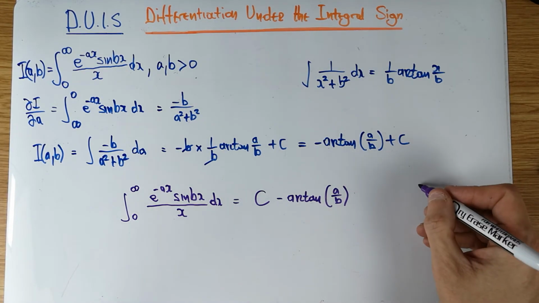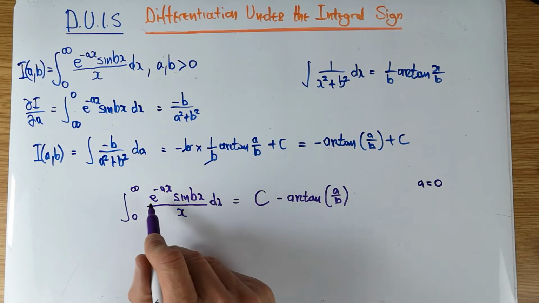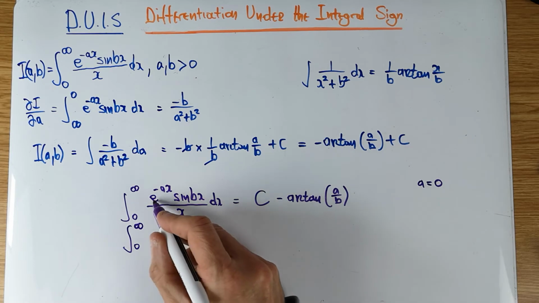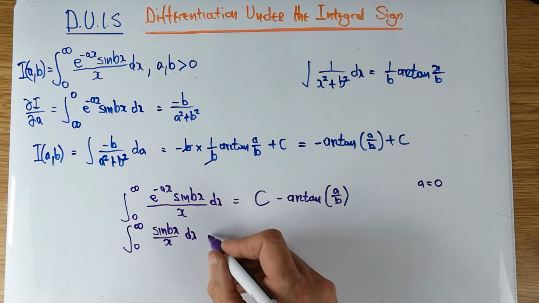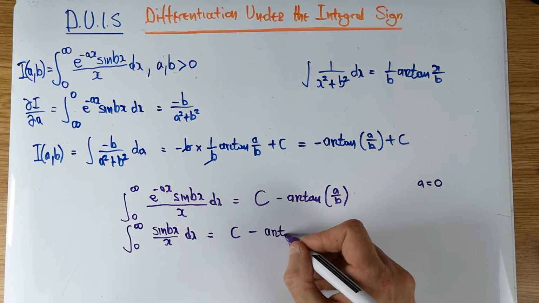So we can actually say if a is equal to 0, what happens in here? We're going to get the integral from naught to infinity. e to the 0 is 1, so it's going to be the sine of bx over x dx. And this is a little bit of a pain. That is c minus the arctan of 0.